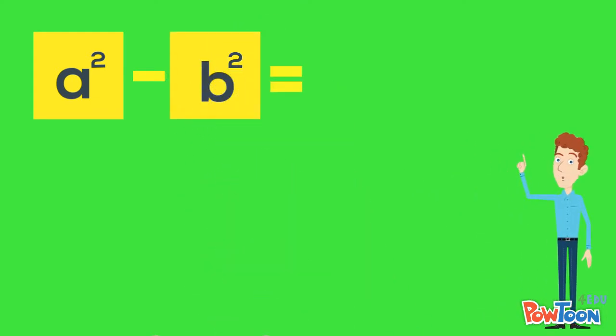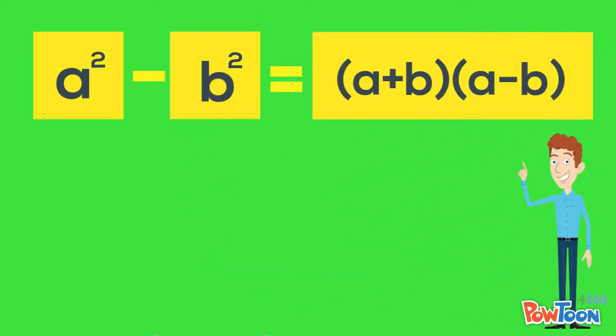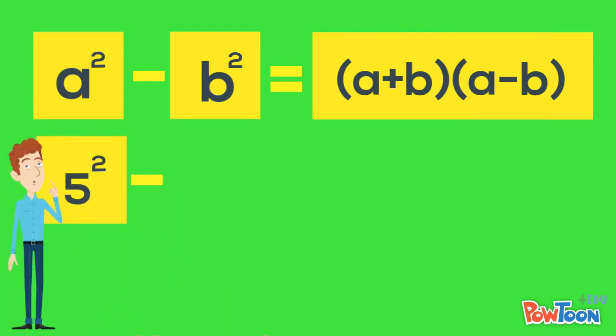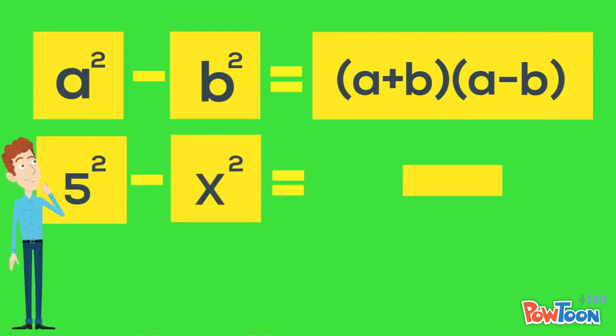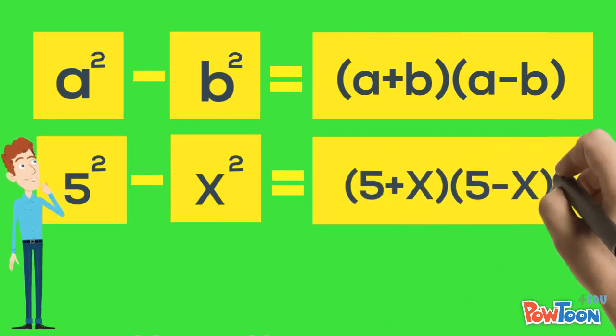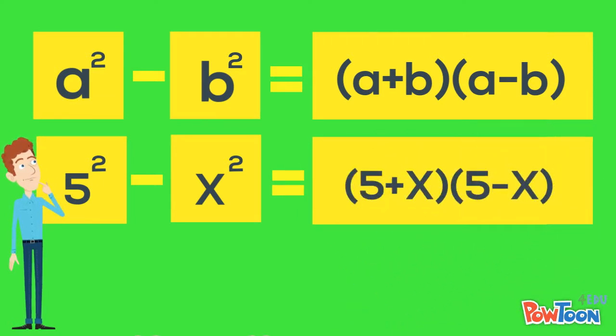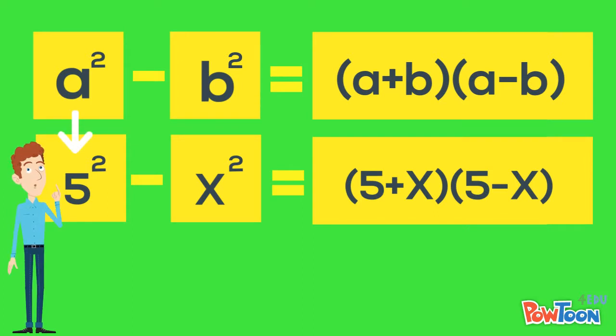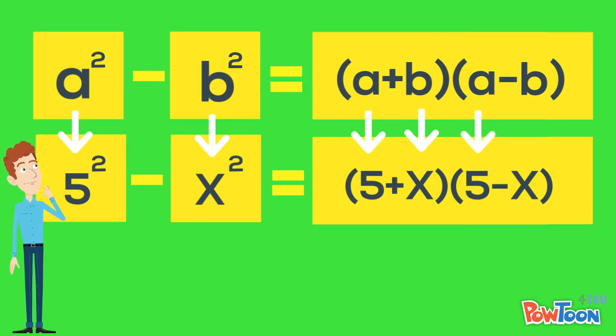Let's try it out. So a squared minus b squared equals a plus b by a minus b. So 5 squared minus x squared should give us 5 plus x by 5 minus x. And this is because instead of a I have 5, instead of b I have x.